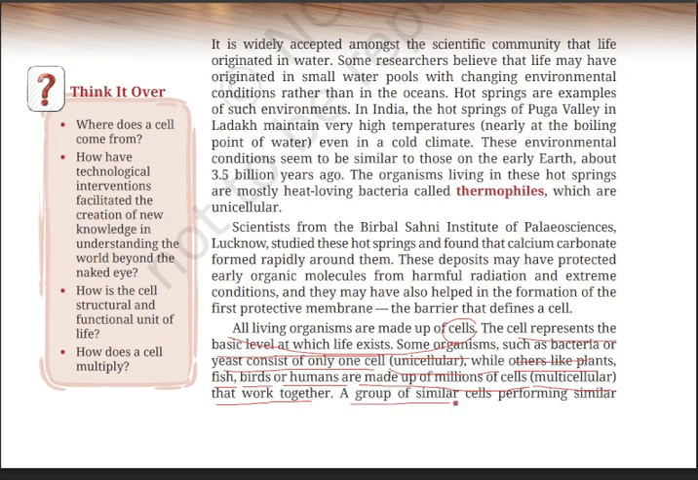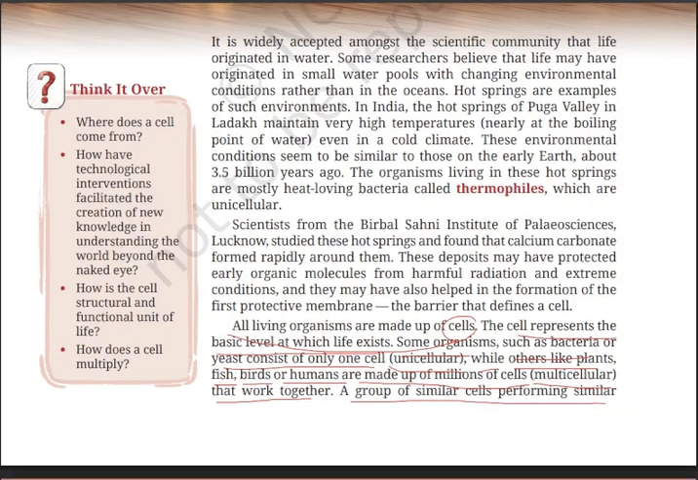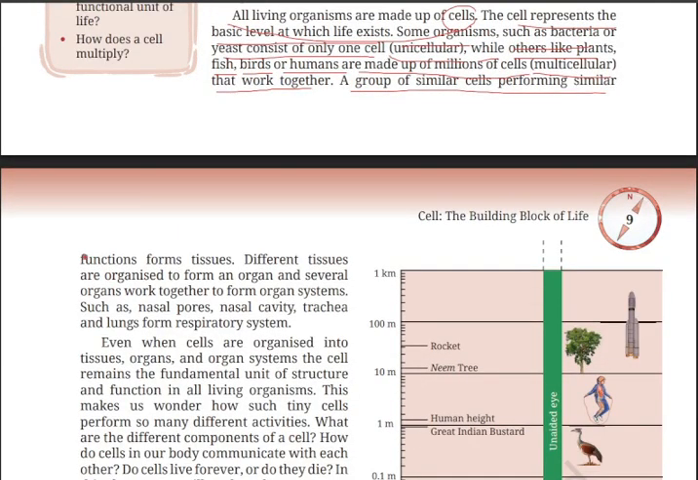A group of cells performing similar functions form tissues. Different tissues are organized to form an organ, and several organs work together to form organ systems, such as nasal pores, nasal cavity, trachea, and lungs form respiratory system.